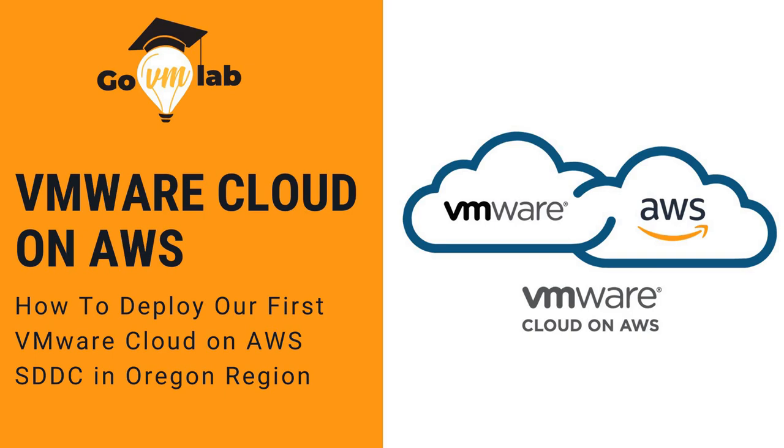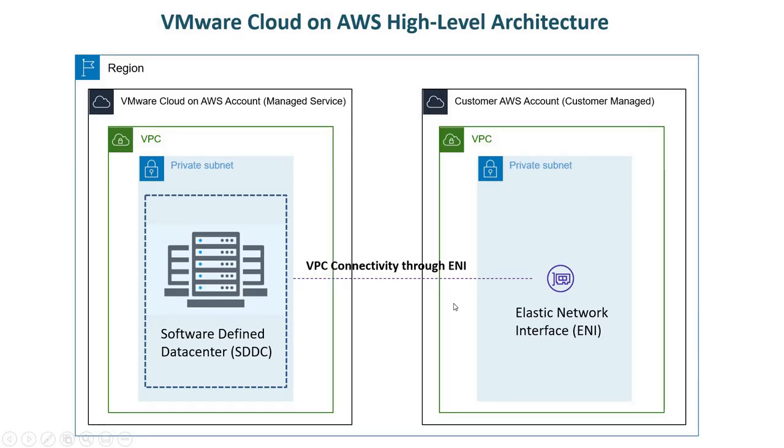In this particular lecture, we are going to learn how to deploy our first VMware Cloud on AWS SDDC in the AWS Oregon region. So with that, let's get started. Now, before we discuss how to deploy our first SDDC, let me walk you through a very high-level architecture of VMware Cloud on AWS.